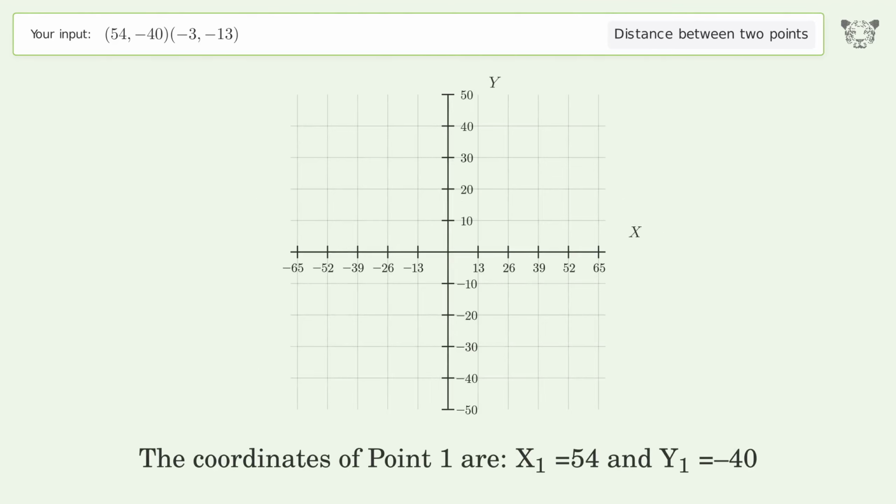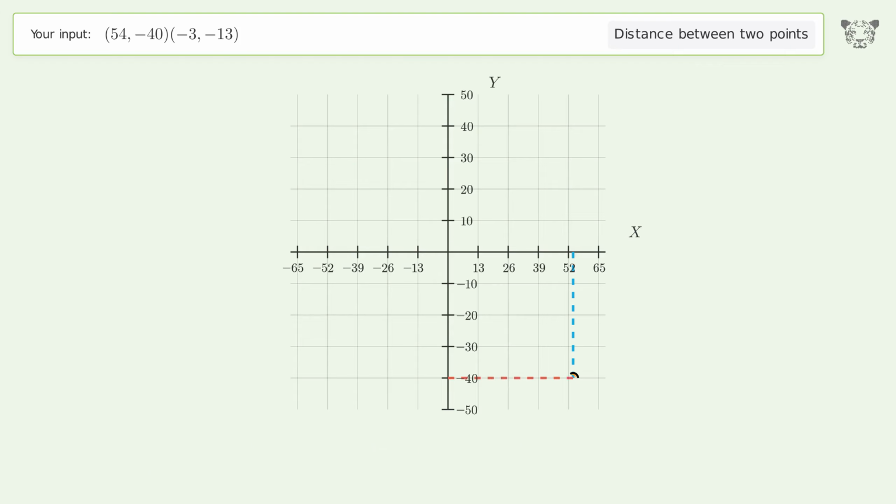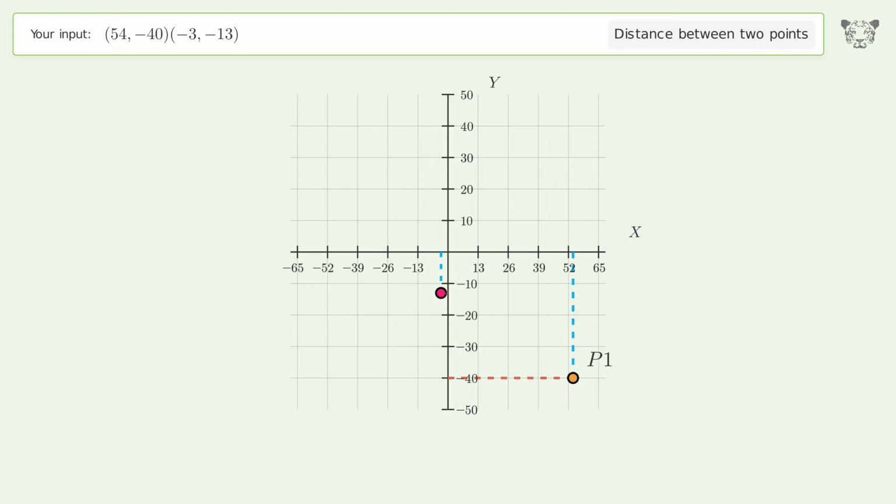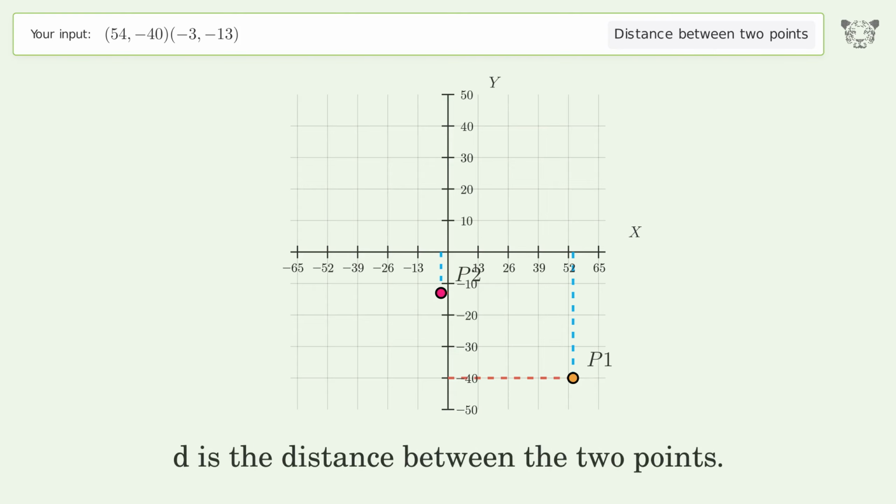The coordinates of point 1 are x1 equals 54 and y1 equals -40. The coordinates of point 2 are x2 equals -3 and y2 equals -13. D is the distance between the 2 points.